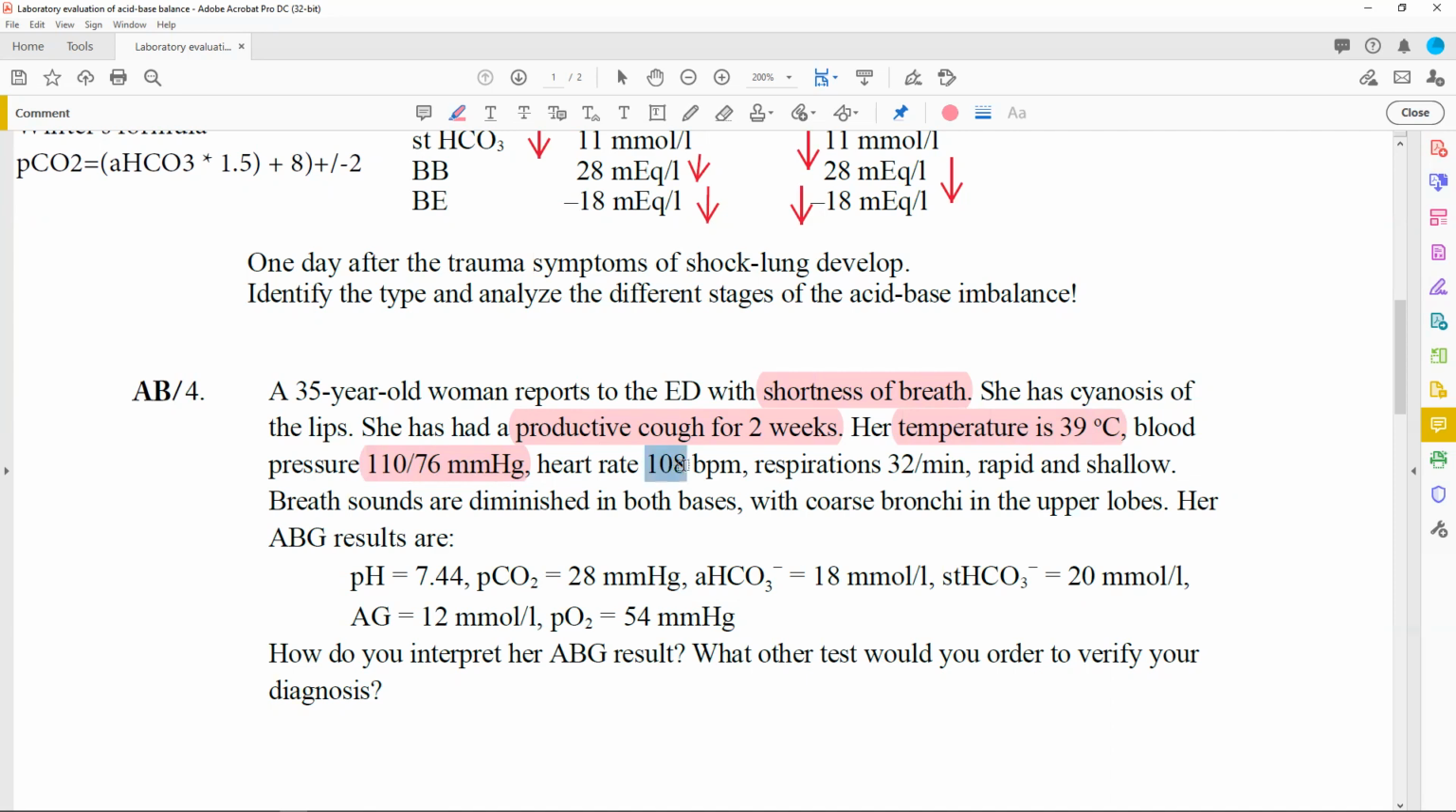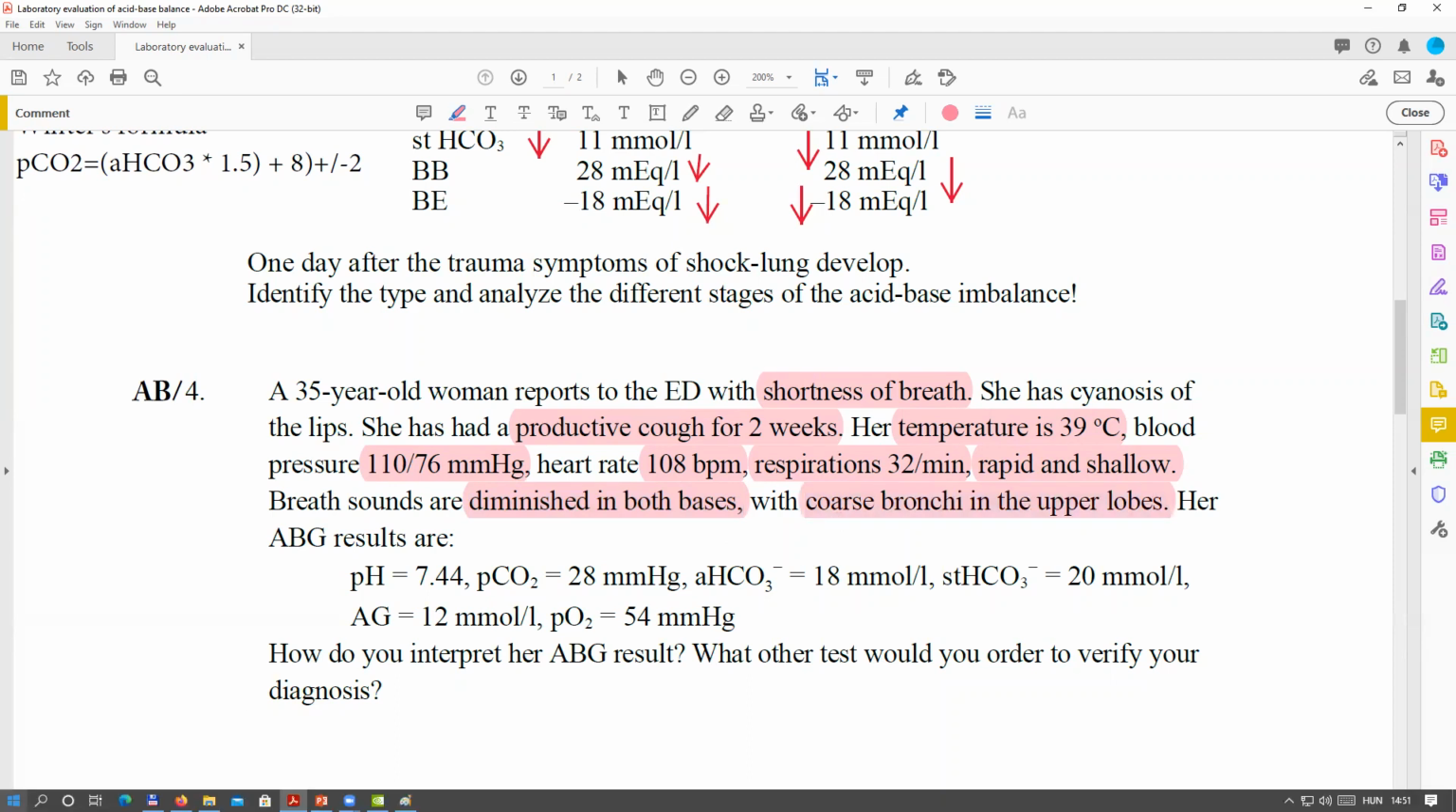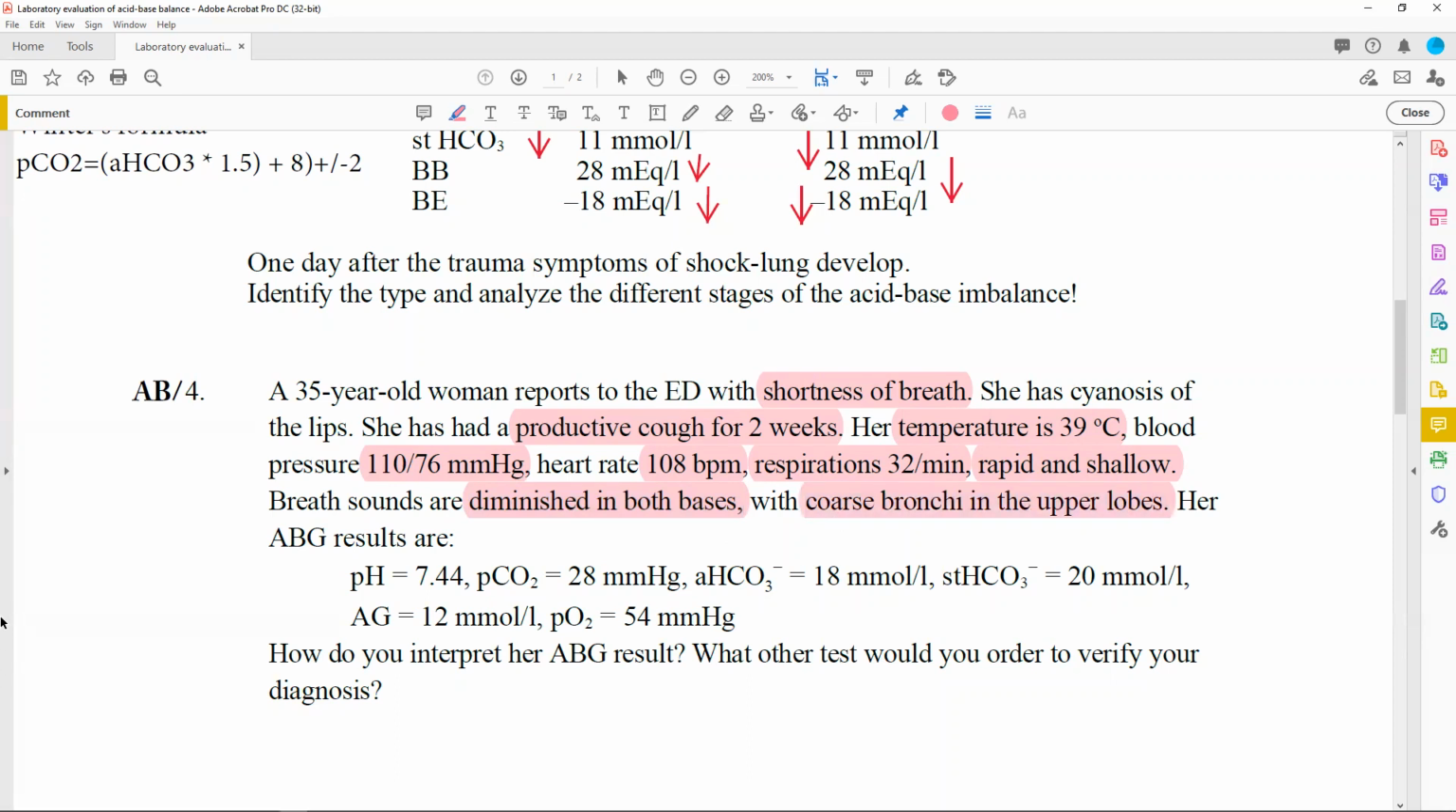But the heart rate is not. Very tachycardic, 108 beats per minute. Respiration is 32 per minute, very, very fast, very tachypneic, rapid and shallow. Breath sounds are diminished in both bases, with coarse bronchi in the upper lobes. So I think about bronchitis maybe. Or a little bit more, because you do have sounds diminished in both bases. And if you look at the PO2 value later on, you will see immediately. Okay, let's go on.